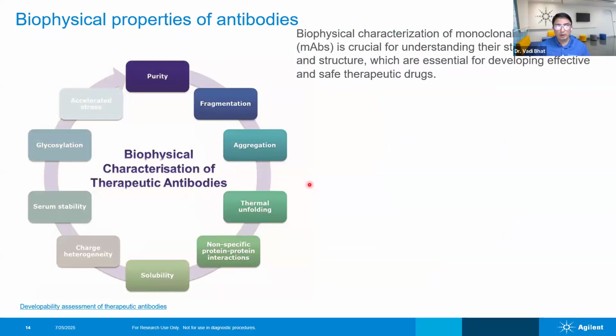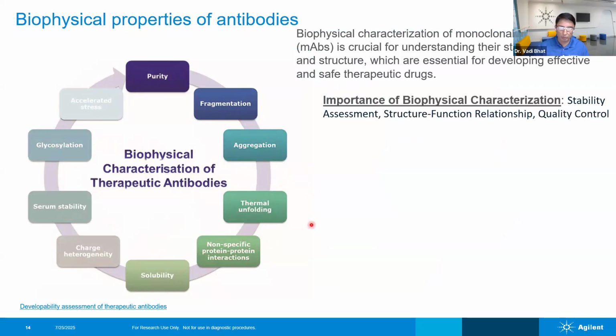When you look into the biophysical properties of monoclonal antibodies, as shown in this circle, one wants to know what the purity is, whether there are fragmentations, aggregations, and the thermal unfolding, which is essentially very important, and of course stability and also serum stability, glycosylation, and also charge heterogeneity, and of course solubility depending on the concentration, as well as aggregation of the monoclonal antibodies.